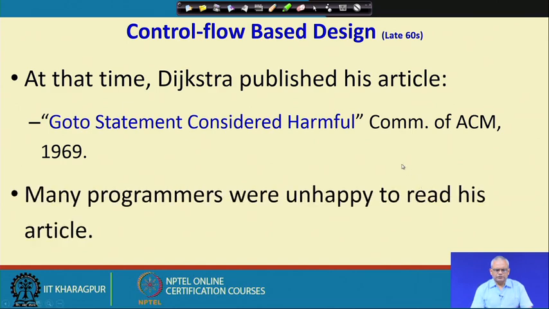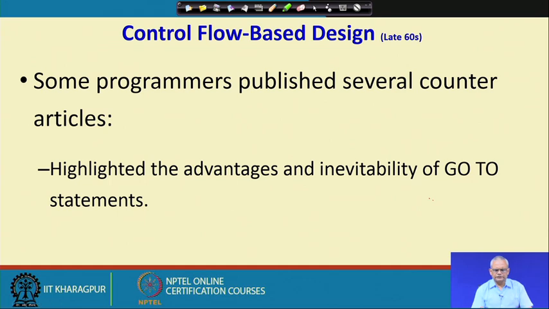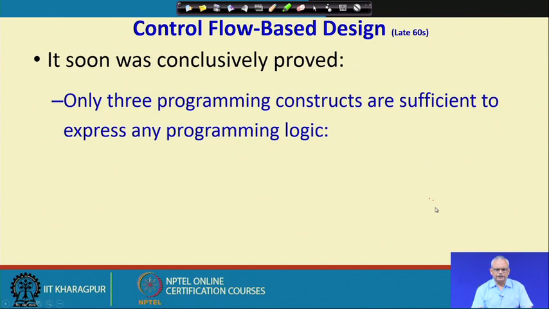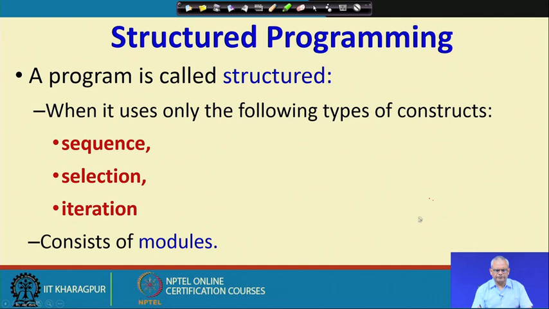And he wrote about the problems that a go to statement creates, and obviously many programmers who had an assembly programming background were very unhappy. They wrote counter articles. They said that see, without a go to statement you cannot really write a large program. But then it was proved that to be able to solve any programming problem, that includes the large complex problems, you need only three types of constructs: the sequence, selection and the iteration constructs. And slowly everybody accepted that it is possible to write large programs without using go to statements, and this formed the basis of the structured programming methodology.